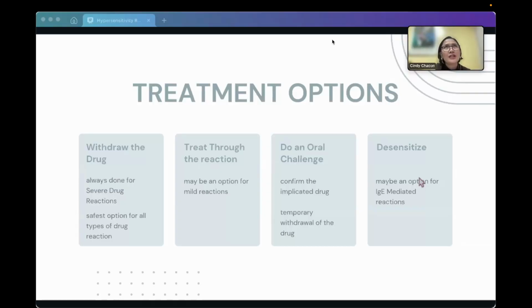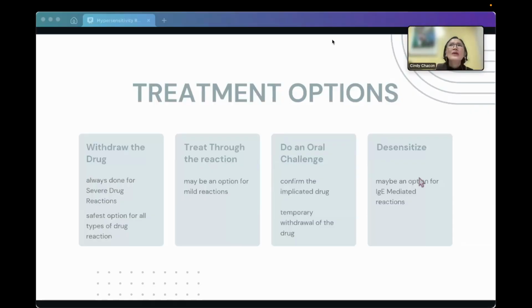And lastly, desensitization. The goal of desensitization is ultimately tolerance. So temporary tolerance. While the patient is taking the drug, the patient will not react to it. However, desensitization is an option that should be utilized only for IgE-mediated reactions. So, type 1 lang siya. Pag ang hypersensitivity reaction mo is type 2, 3, or 4, DIHS yan, AGEP yan, SJS yan, desensitization will not work. It will only work in type 1 hypersensitivity reactions.